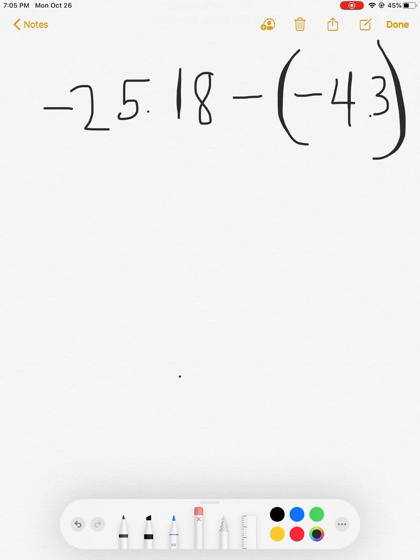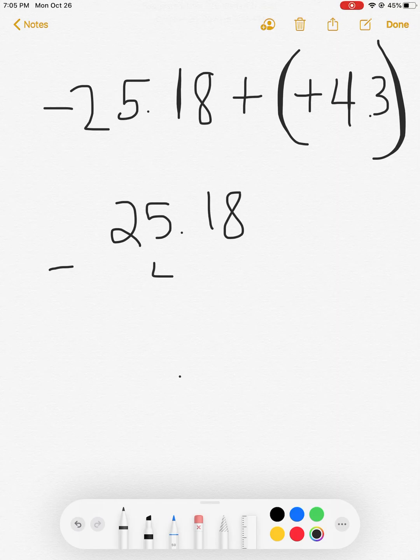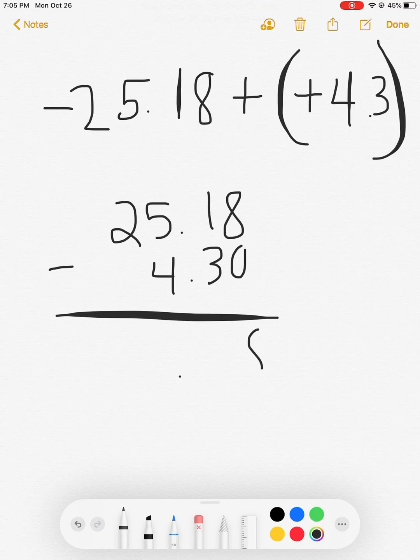A reminder that we want to add the opposite when subtracting, and then negative 25.18 plus 4.3, I will actually still subtract because those are going to cancel each other out, the positives and the negatives. When I set up subtraction, I line up my decimals. 8 minus 0 is 8. 1 minus 3, I need to borrow to make that happen. Add a group of 10. 11 minus 3 is 8.